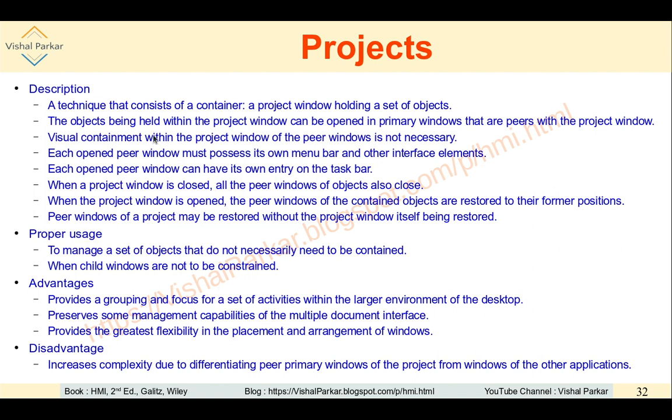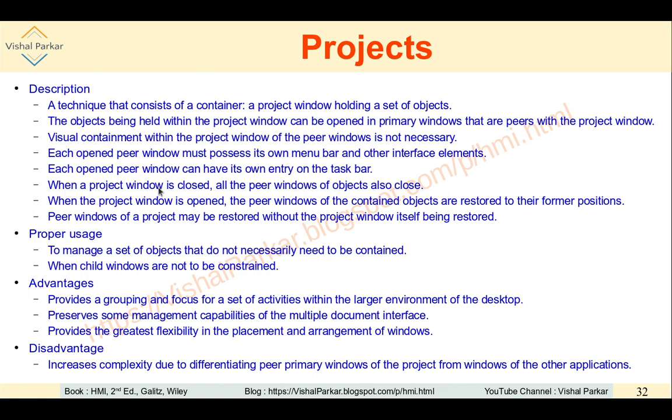Each open peer window must possess its own menu bar and other interface elements. Something like when you open one spreadsheet file from Microsoft Excel after opening the Microsoft Excel application, the file will also have its own menu bar and other control elements. Each open peer window can have its own entry on the taskbar. You open new files, and for every file there will be multiple entries on the taskbar.